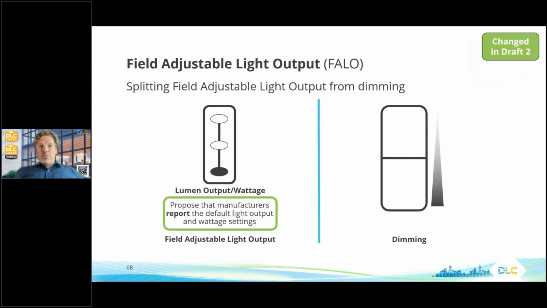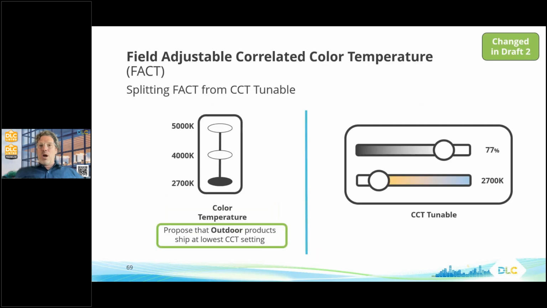For field adjustable light output and wattage products, we are removing the requirement that products ship at their lowest output and wattage setting, but we are proposing that manufacturers report that value on their spec sheets and the QPL so that customers can know what that will be. For field adjustable color temperature products, we have removed the requirement that indoor products ship at the lowest temperature, but are maintaining that proposal for outdoor products.